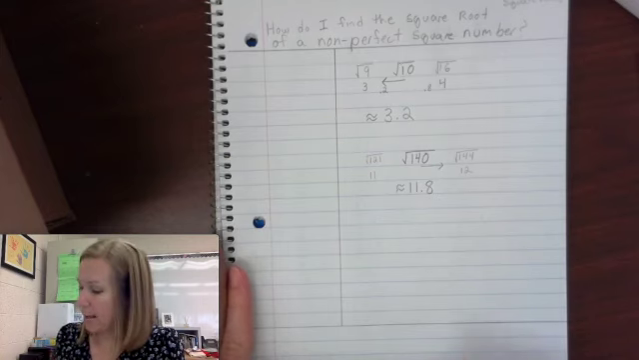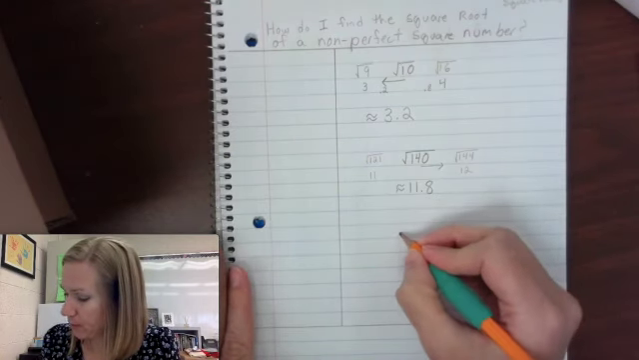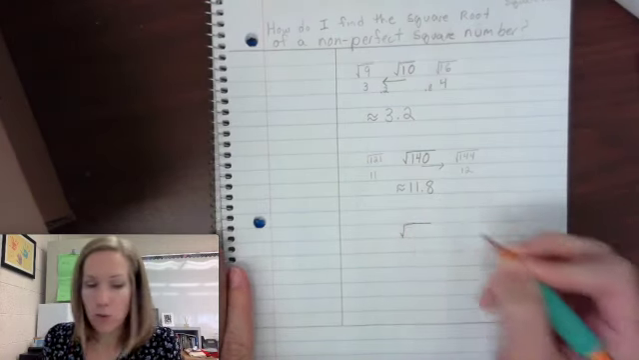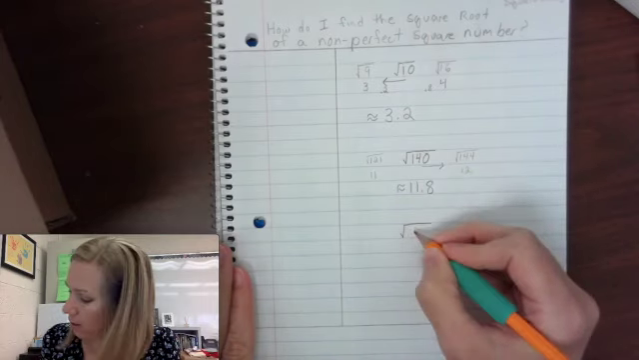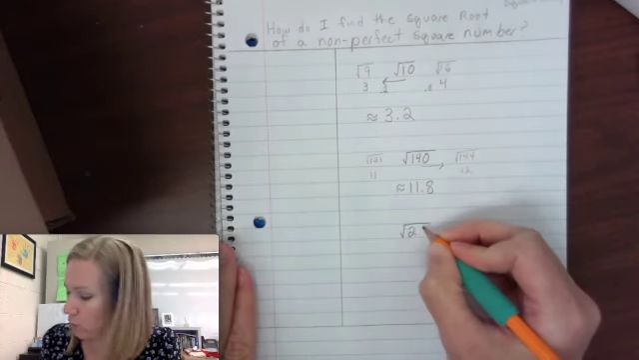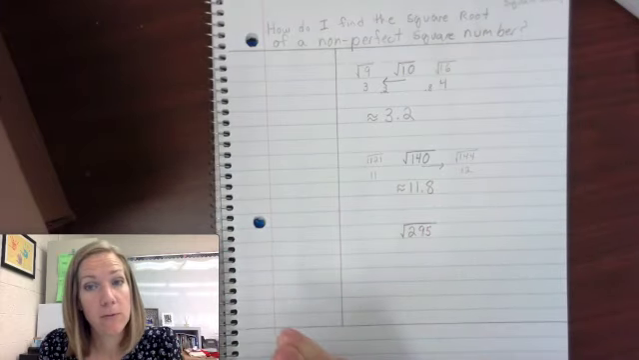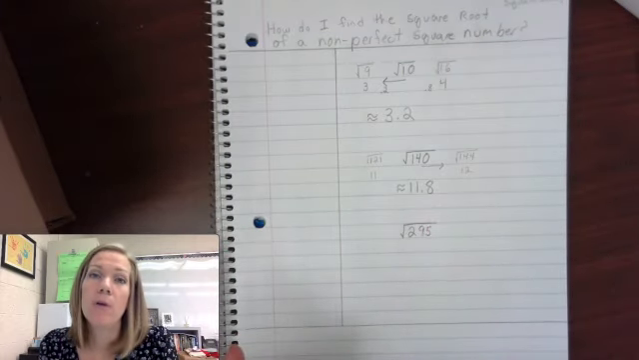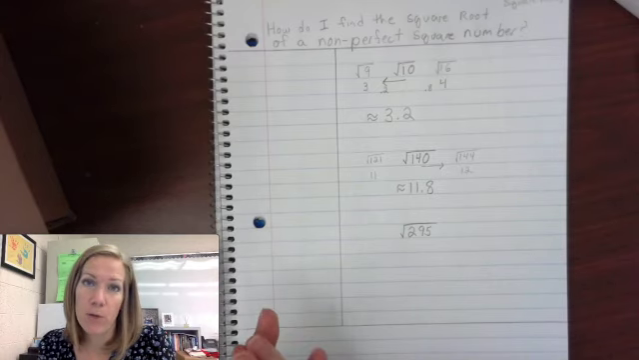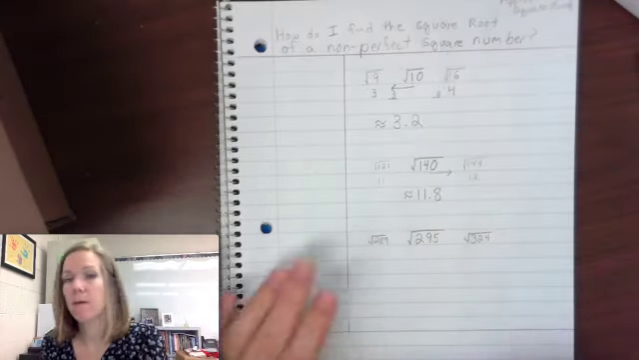Let's do one last one. Try to find the square root of 295. Go ahead and pause the video, try to figure this one out on your own, and then come back when you are done. Okay.